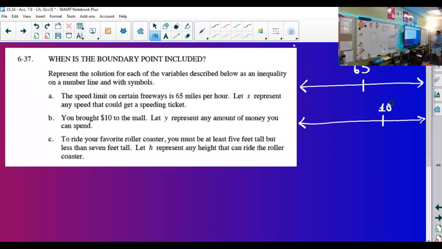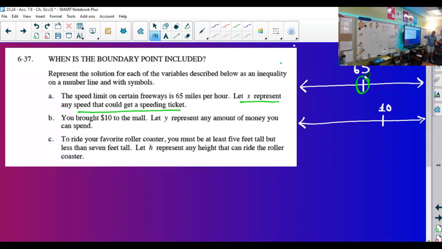So if we're driving, Mick, and the speed limit is 65 miles an hour. Now, Mick, I would not advise you to drive because that is already illegal. But once you're legal age to drive, let X represent any speed that could get a ticket. When you put your boundary point, because this is what we call this, your boundary point, would you get a ticket for driving 65? No, because that is the speed limit. You're allowed to go that speed.